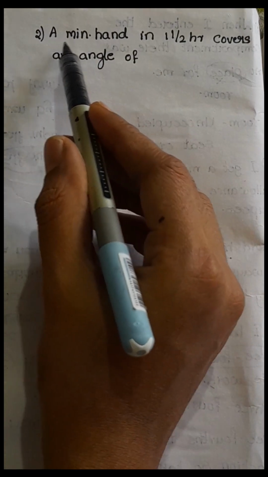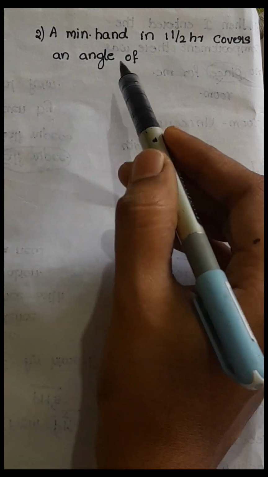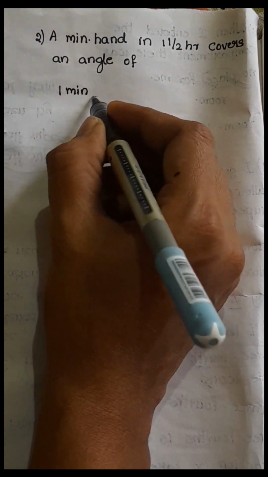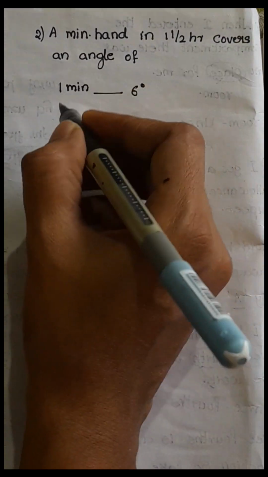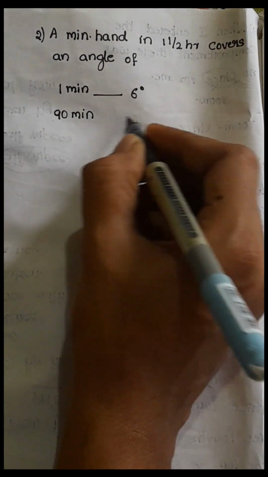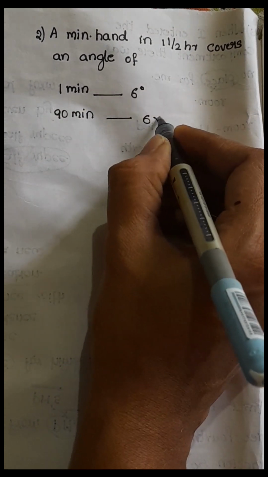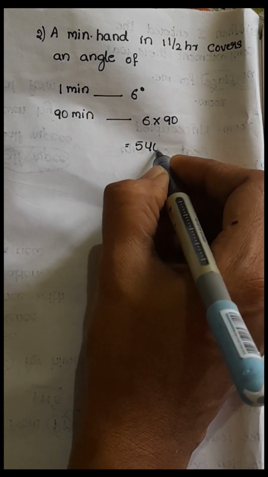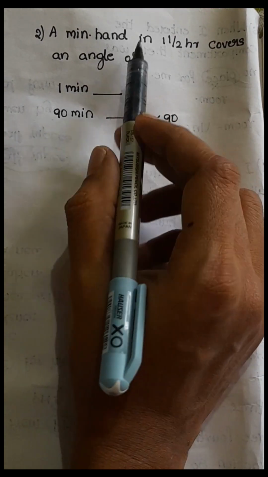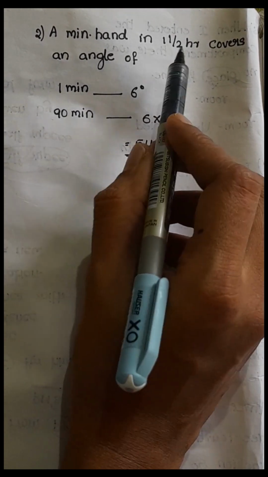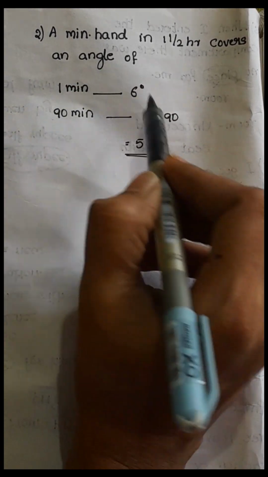The second question is a minute hand in 1.5 hour covers an angle of. A minute hand in 1 minute covers an angle of 6 degrees. 1.5 hour means 90 minutes. It covers 6 into 90, which is equal to 540 degrees. A minute hand in 1.5 hour covers an angle of 540 degrees.